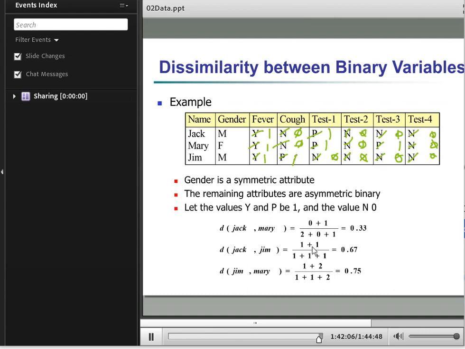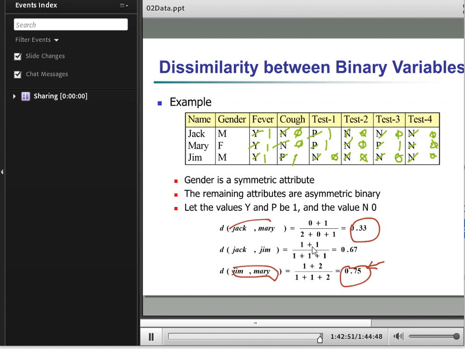Okay, here, as I can see, between these pairs, between Jack and Mari, Jack and Jim, and Jim and Mari, Jim and Mari has the highest value of dissimilarity. It means their conditions are far from each other. And Jack and Marie has the lowest dissimilarity.